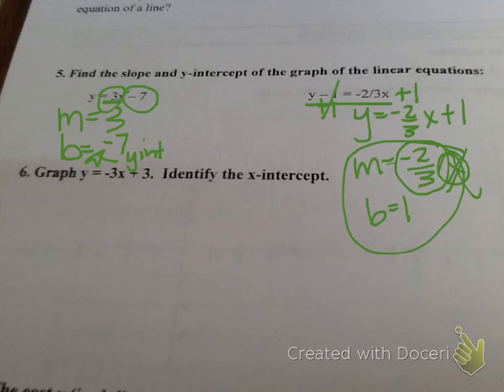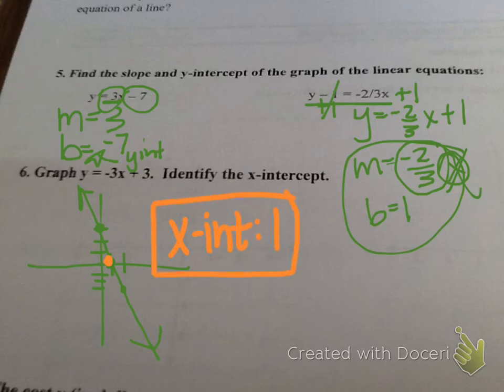On number 6, we need to identify the x-intercept. To figure out where it crosses the x-axis, we would graph it. Starting at 3, we're going down 3 over 1. And that made life pretty simple because my x-intercept is just 1.